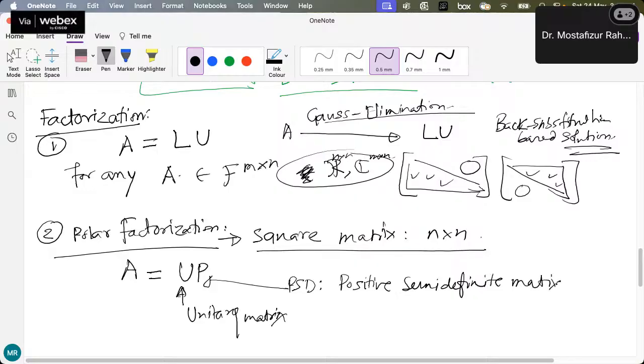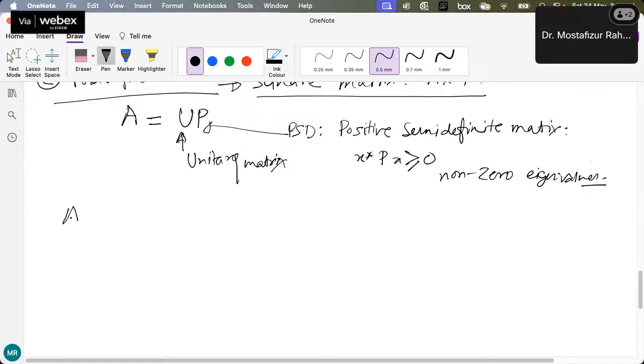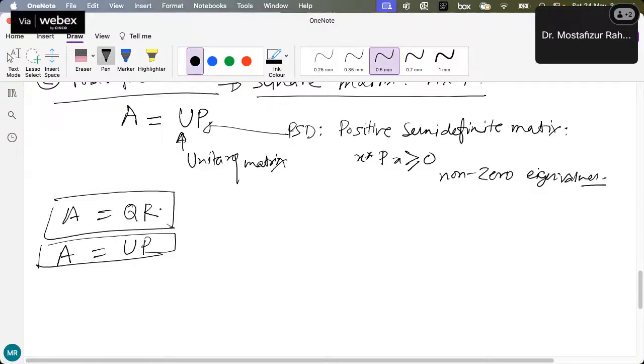What is the definition of a PSD matrix? If you have any vector x such that x star P x is greater than or equal to 0, right? This is called a positive semi-definite matrix. And all eigenvalues of these positive semi-definite matrices are non-negative. I haven't defined what eigenvalues are; I'll come to that. Basically, any ordinary matrix you can represent as QR, but if A is square, you can represent it as UP, where Q is an orthogonal matrix, R is an upper triangular matrix, U is a unitary matrix, and P is a PSD matrix.